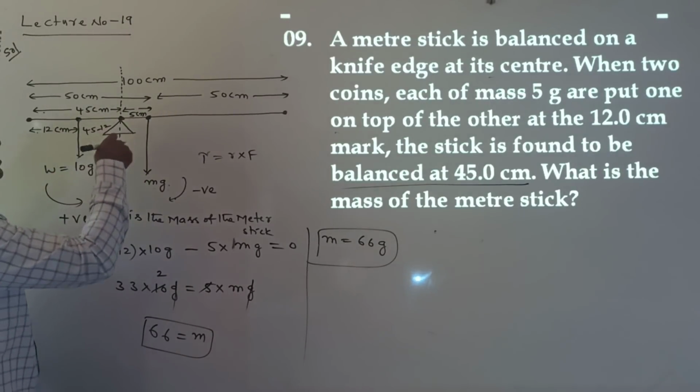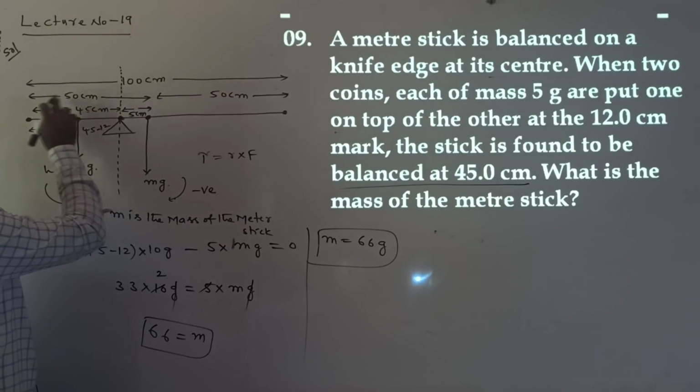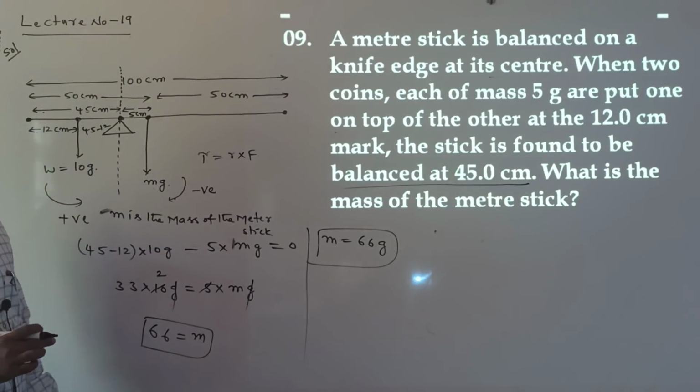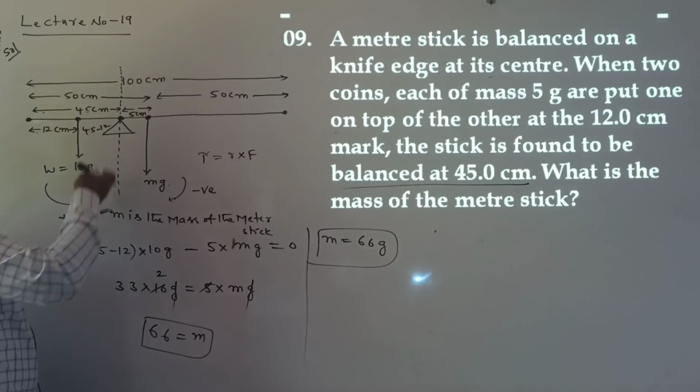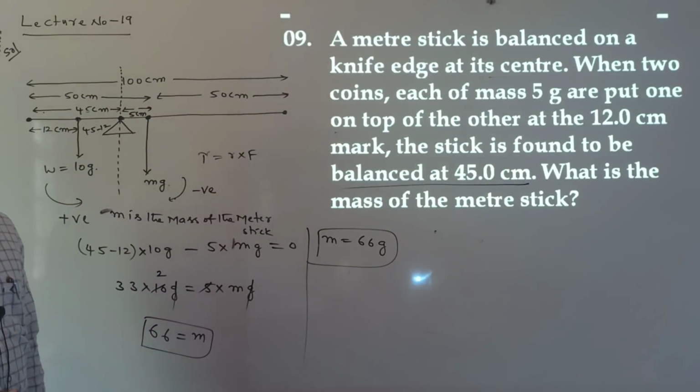At this point we are placing the knife edge. Now this is 45 centimeter, and this is totally 50, so the remaining is 5 centimeter. I consider this as the axis of rotation. About this axis of rotation I want to find the total torque.